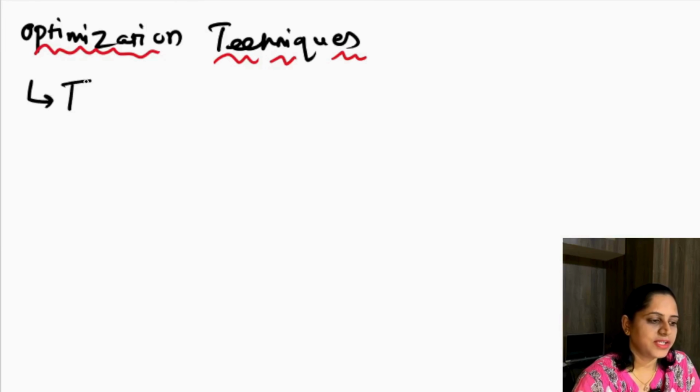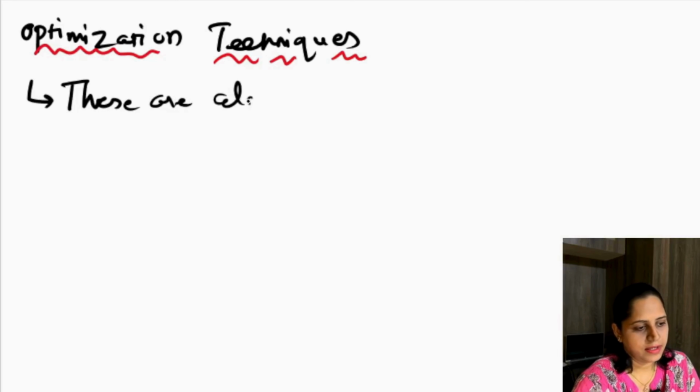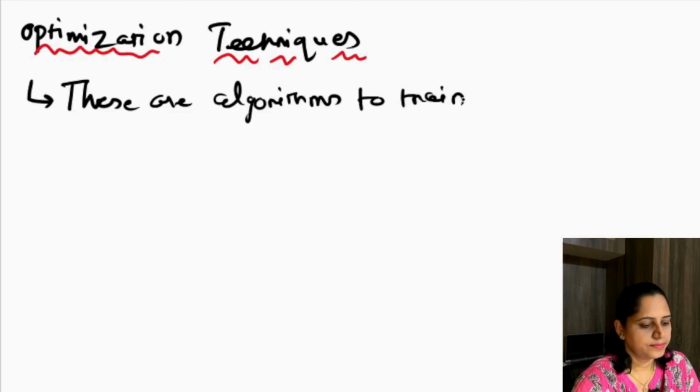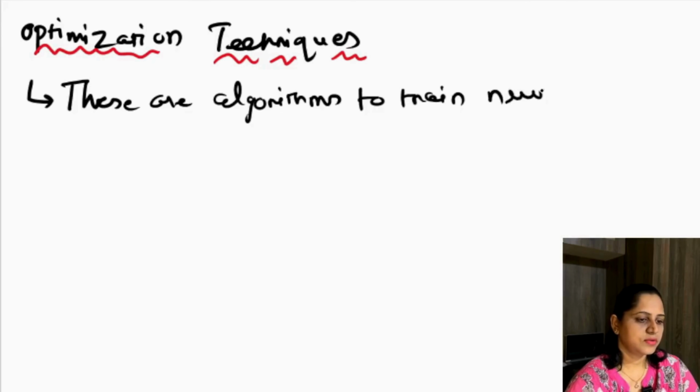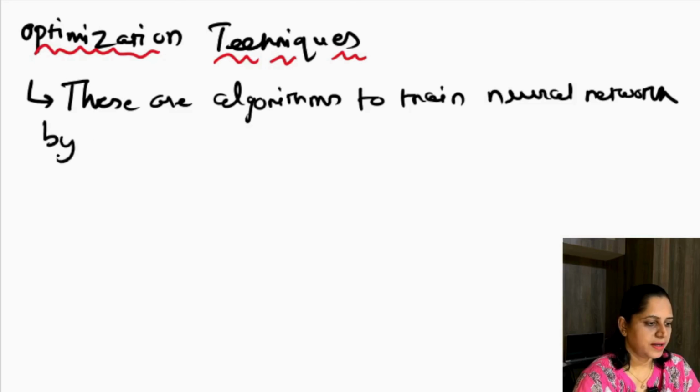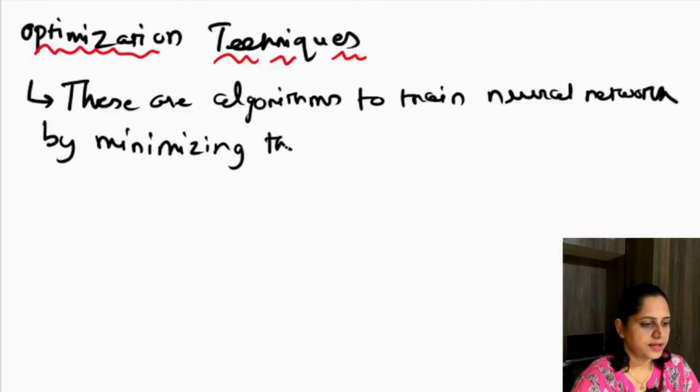So as I mentioned, these are algorithms to train a neural network by minimizing their loss function.